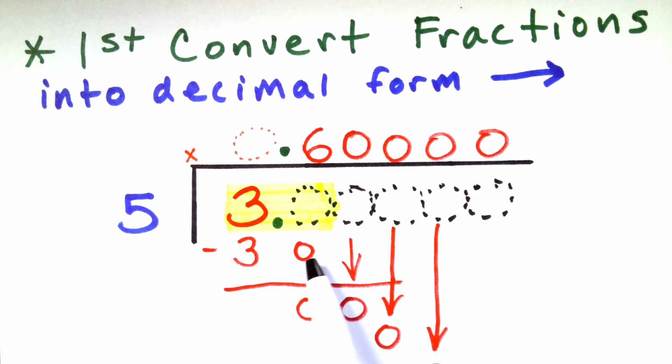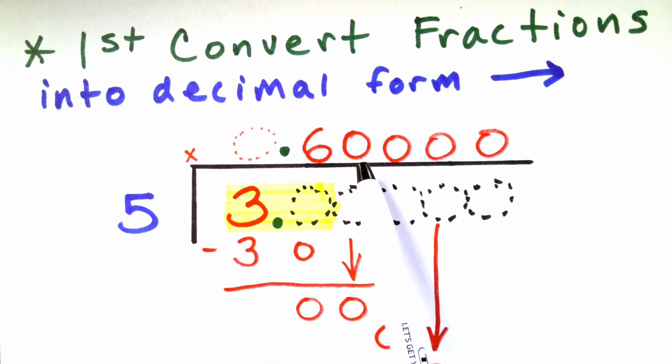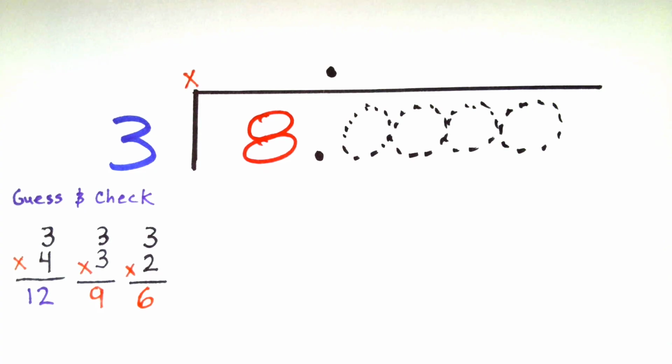So I'm going to subtract 30 from 30. I get 0. Bring down my 0. 5 times 0 is 0. Bring down the 0. 5 times 0 is 0. I can go on and on, all these zeros go on forever. So just to be safe, I'm going to keep 0.60 as my decimal version of 3/5.